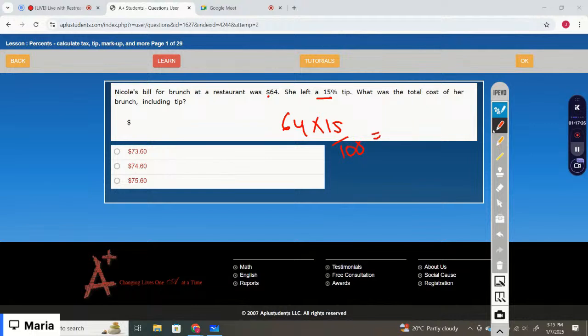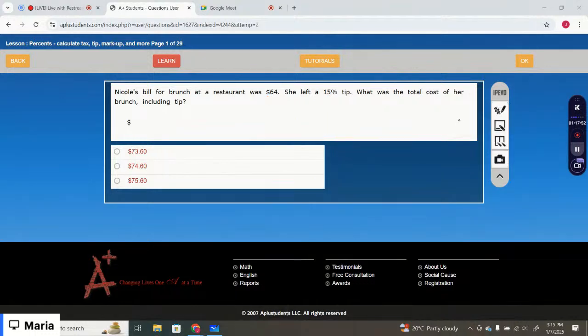So 64 times 15 is 960, so that is 9.6. So $9.6 is the tip and the bill is 64. So 64 plus 9.6 is 73.60. Option number 1 is the correct option. That is 73.60.